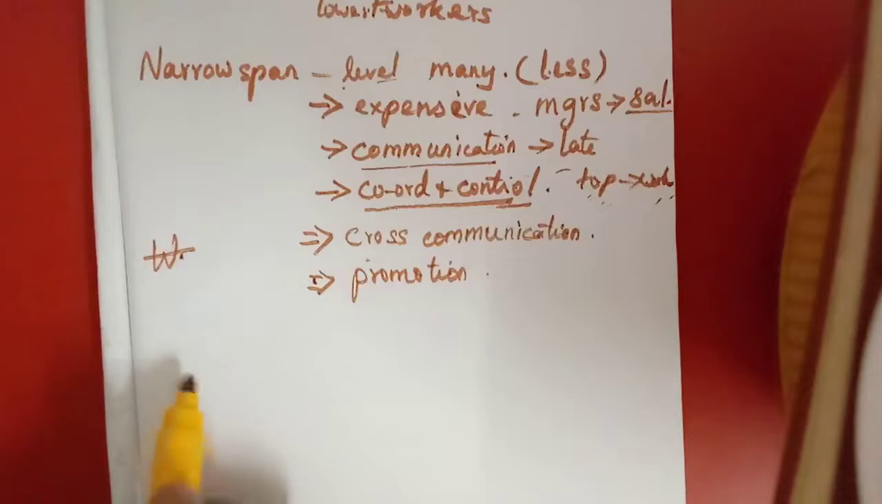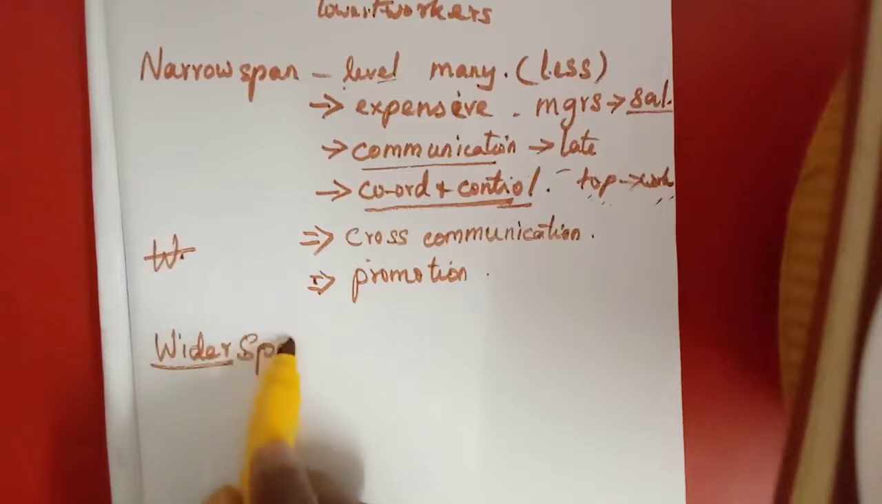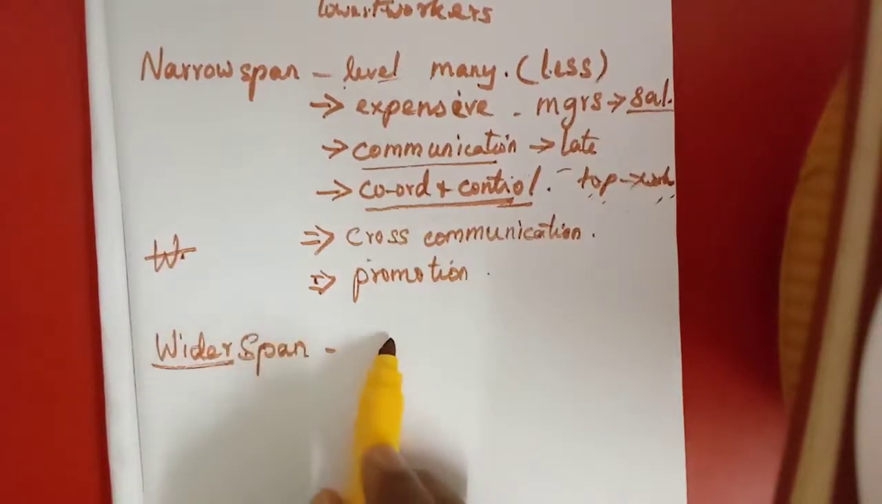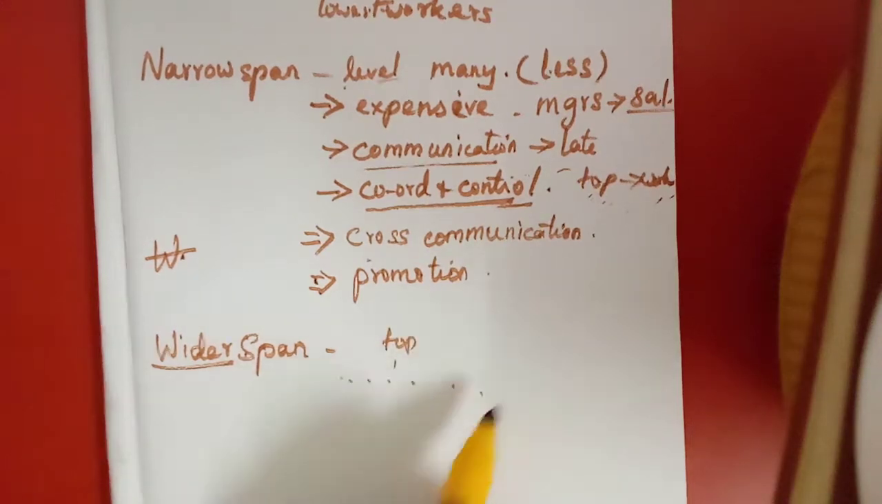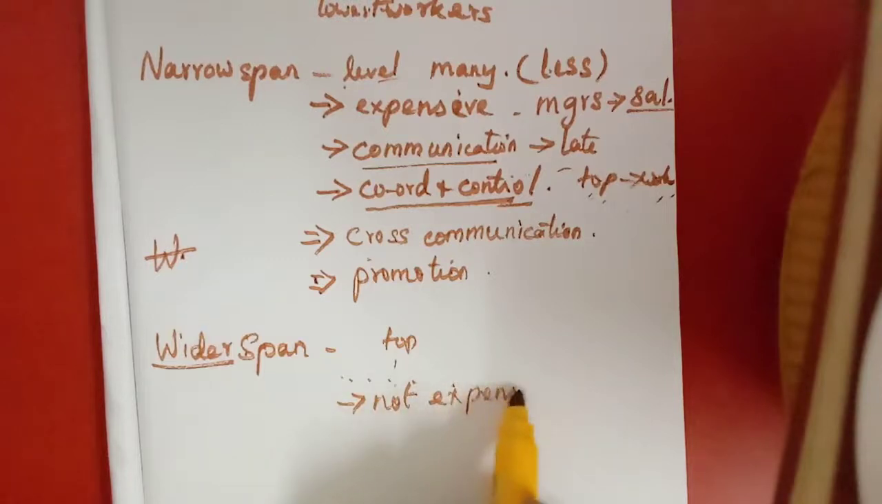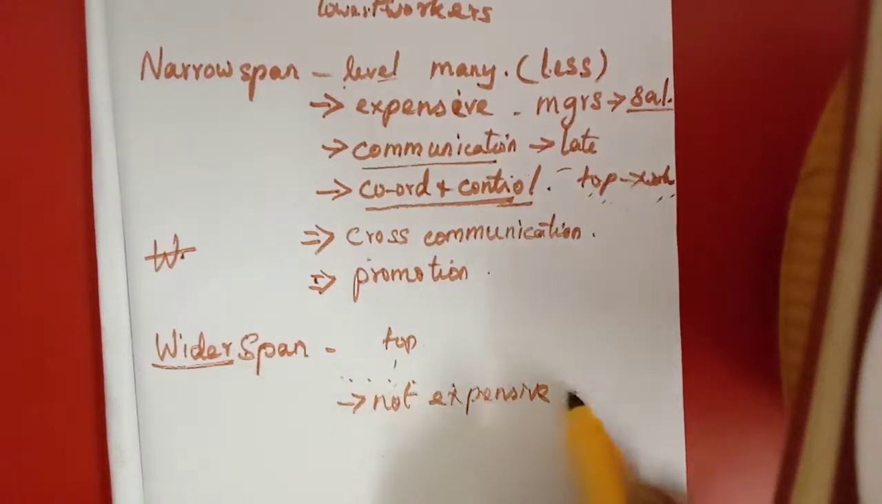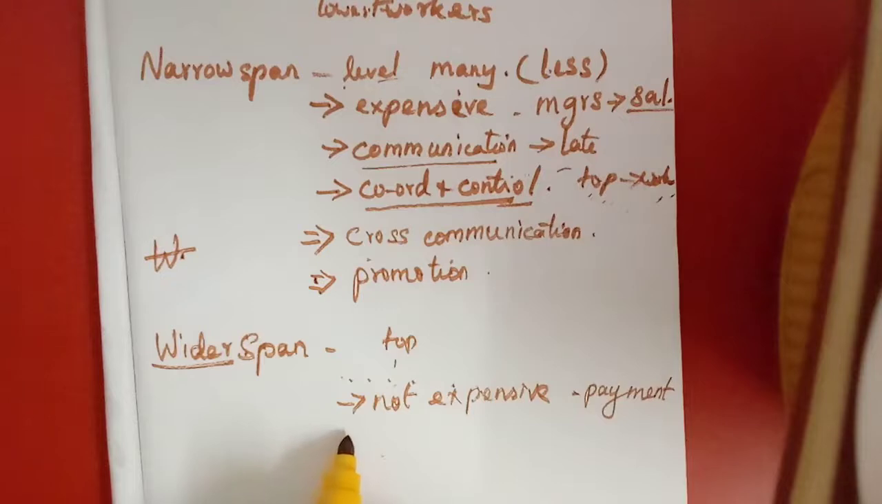Understood? Now we will learn about the wider span. What are its merits and limitations? Wider span means only the top level and many lower levels; the top manager has to manage everybody. But here it is not expensive, which becomes an advantage, as it is not as expensive as the narrow span. Only one manager and many workers, so not many managers are appointed. So the payment will be very less.